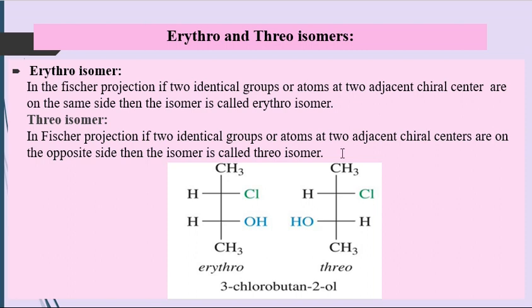Then next are the erythro and threo isomers. Erythroisomer: this is the Fischer projection, and in this Fischer projection, if two identical groups, here two hydrogen atoms, at two adjacent chiral centers are on the same side, then the isomer is called an erythroisomer. And threoisomer: in Fischer projection, if two identical groups or atoms at two adjacent chiral centers are on opposite sides, then the isomer is called a threoisomer.